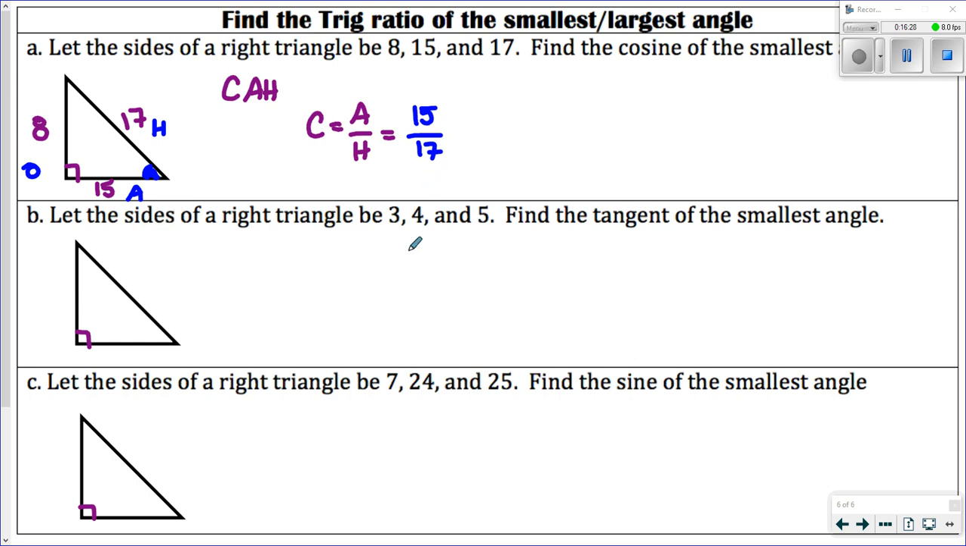So let the sides of that, find the cosine. So now I'm going to divide the number, 15 over 17, and then I will get 0.8824.